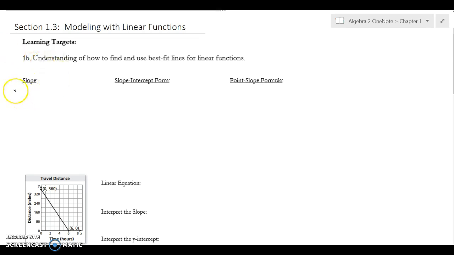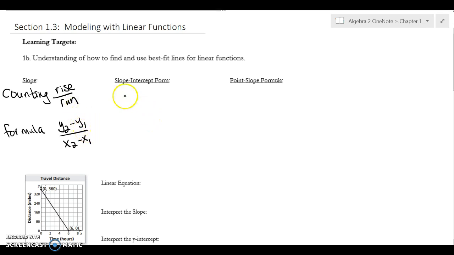We have to remember some things though. There's several ways you can find the slope. You can find the slope by counting and using rise over run. Sometimes that's not going to work because the graph is hard to see, so we might need to use our formula, which is y2 minus y1 over x2 minus x1. So those are the main two ways that you're going to find your slope.